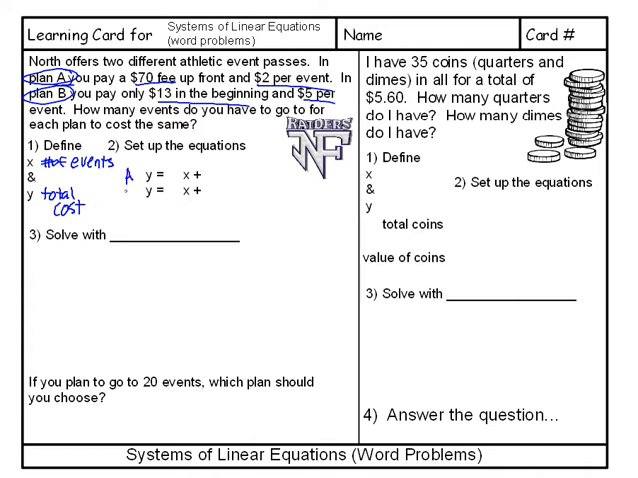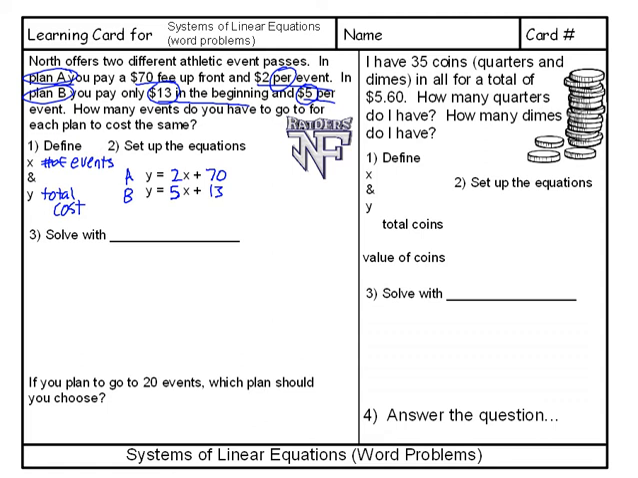Plan A I'm going to put over here, and Plan B over there, so I'm writing two linear equations. For Plan A, they wanted $70 up front and $2 per event. Notice the word "per" goes with the x variable. It's what's going to turn into your slope. For Plan B, they want only $13 up front, so we put that in the back. That becomes the y-intercept. And the $5 per event, I'm going to put right here in front of the x.